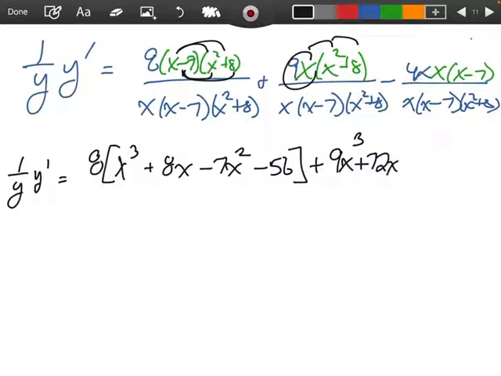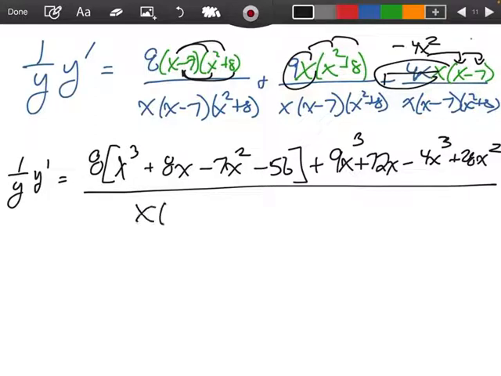I'm going to think of this piece right here as actually a negative 4x squared. So I'm going to distribute that negative 4x squared times both those pieces. That's going to give me a negative 4x to the 3rd and a plus 28x squared.